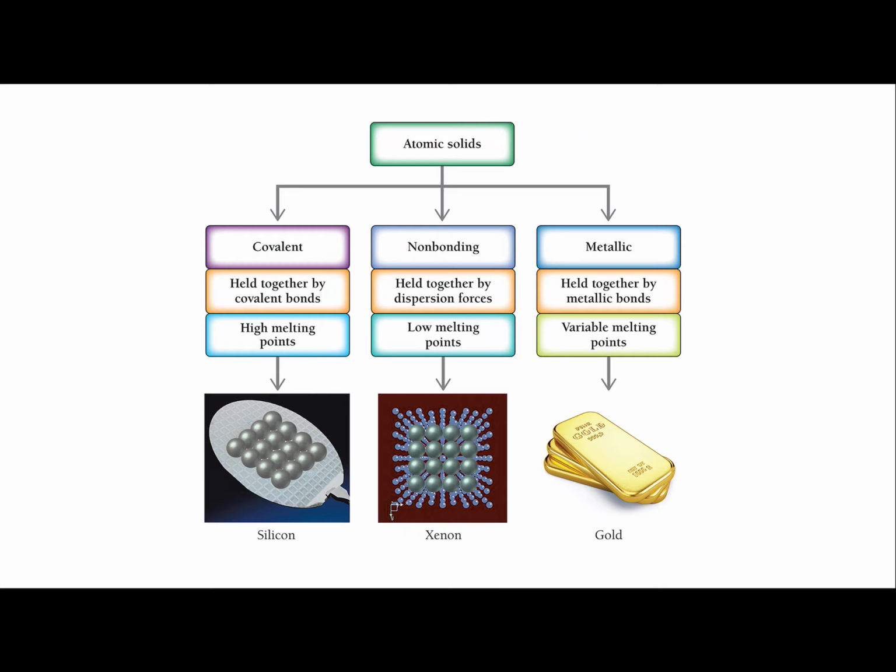So the covalent atomic solids, like diamond, are held together by covalent bonds. A covalent bond, we know, is sharing of electrons, and in a diamond this happens in a tetrahedral geometry. So a diamond crystal can be thought of as a giant molecule held together by covalent bonds. Since covalent bonds are strong, covalent atomic solids tend to have high melting points. Diamond is estimated to melt at about 3,800 degrees Celsius.